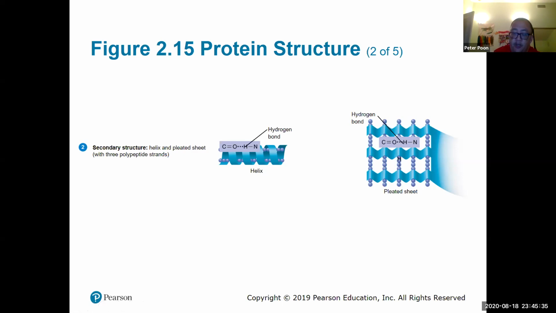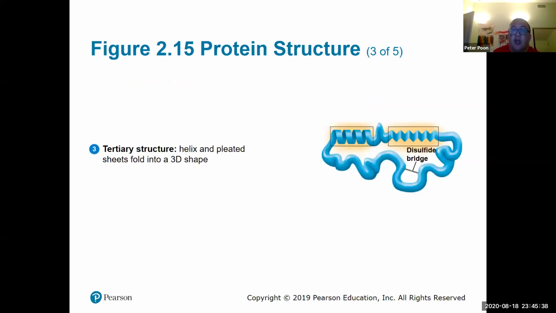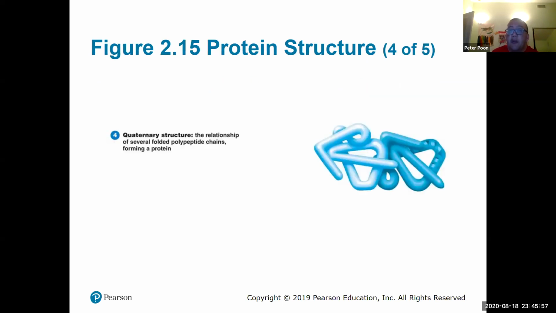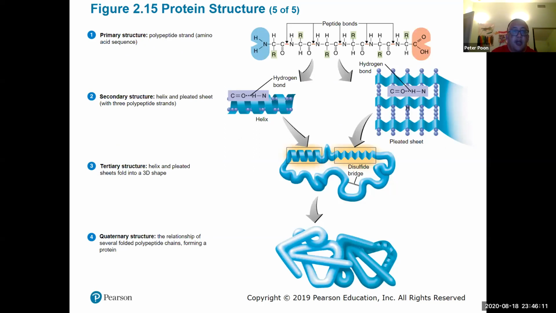They're the secondary structure. The tertiary structure is when you combine the alpha helixes, beta sheets, and the other stuff to form a 3D shape of a polypeptide. The quaternary structure consists of 2 or more polypeptides put together. So make sure you understand the definitions of each of these 4 levels of protein structure: primary, secondary, tertiary, quaternary.